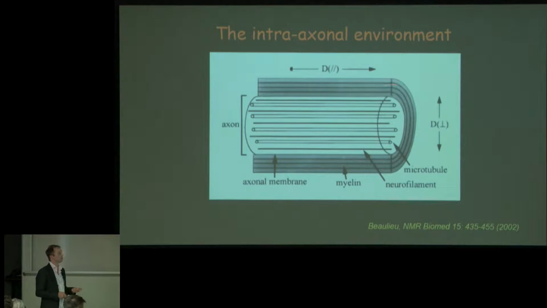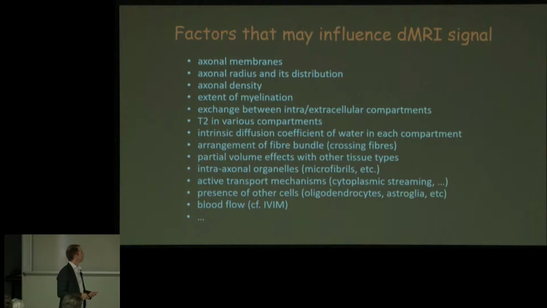If we look inside the interaxonal compartment, there's also a lot of structure there. So we've got the myelin, which wraps around the axon. We've also inside got microtubules and neurofilaments, all of which may play a part in the diffusion signal to some extent. So if we look at all the factors that might influence the diffusion signal, this is not a comprehensive list, but it's pretty much everything I can think of. It's reviewed very well, and Christian Beaulieu's got a very good review of this stuff. But there's massive amounts of different aspects of the microstructure that might influence the signal.